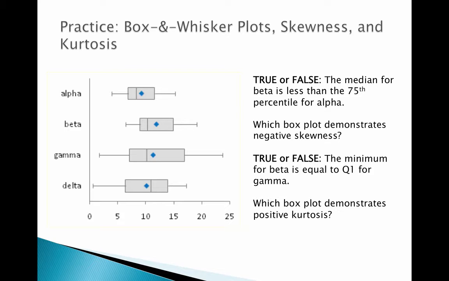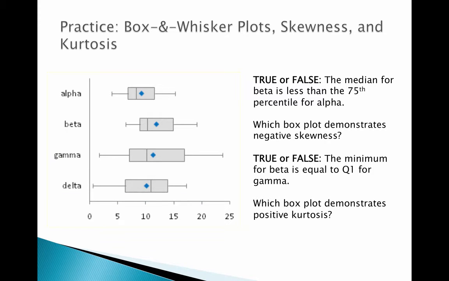Second question, which box plot demonstrates negative skewness? Negative skewness. So we see we have numbers here, but really we can look at the diamond relative to the median, and we see there's only one box plot where the median is to the right of the mean, and the mean is to the left of the median, indicating that the mean is being pulled to a smaller number. We see that delta demonstrates negative skewness.